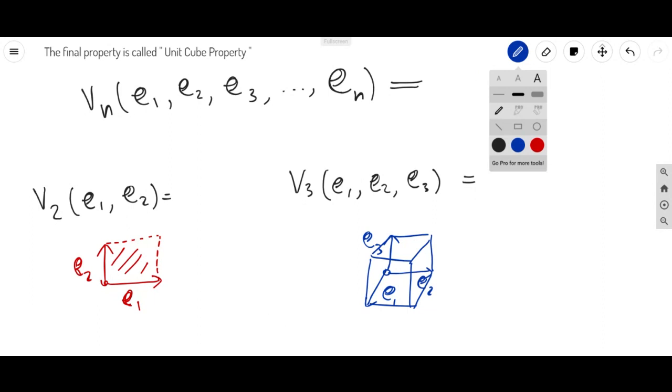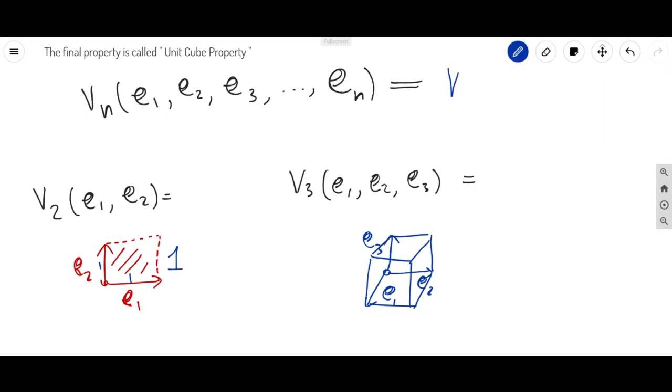With the area, isn't it 1 of E1, E2? Right, it's just 1. Yeah. This is 1 and this is 1. These are unit vectors. These are the standard basis unit vectors. Now, what volume do we get over here? It's also going to be 1.